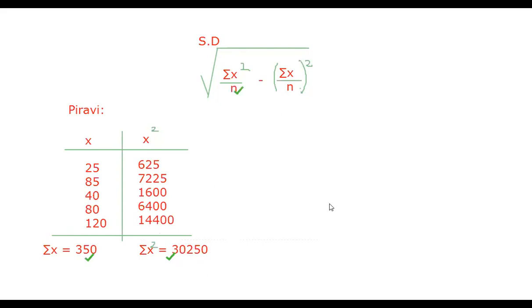Now we need to find n. So how can we find n? It is the total number of variables. You can count: 25, 85, 40, 80, 120. So we have 5 variables. So that is our small n. Got my point? Just now we are going to apply this in our formula as usual.